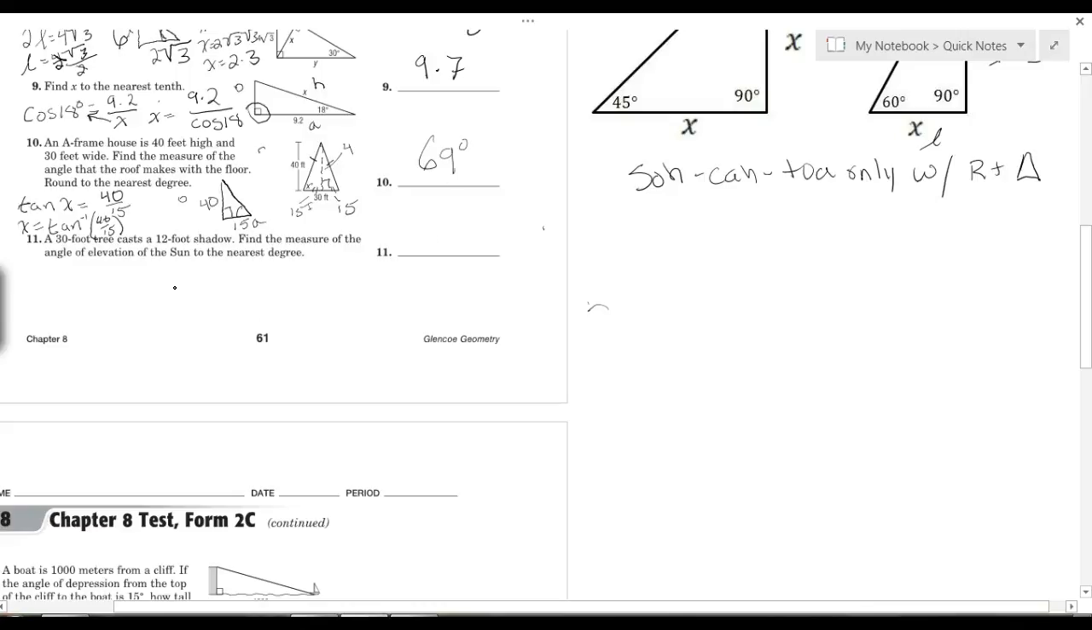Now let's go ahead to the last problem. We have a tree that's 30 feet tall.